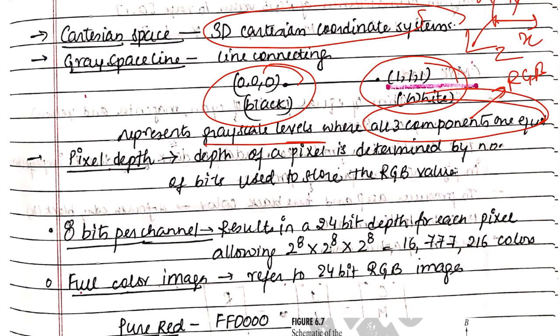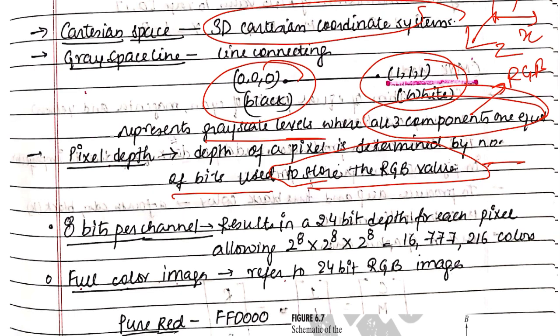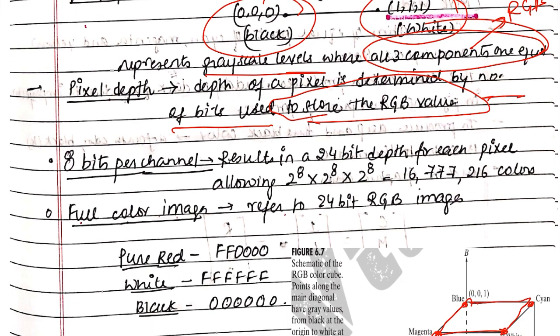Okay, next is pixel depth. What is a pixel depth? The depth of a pixel is mainly determined by the number of bits used to store the RGB value. That means the number of bits you use to store the RGB value is known as the pixel depth. Next we have the 8-bit per channel. What is 8-bit per channel? It mainly results in a 24-bit depth for each pixel. So it allows these many colors.